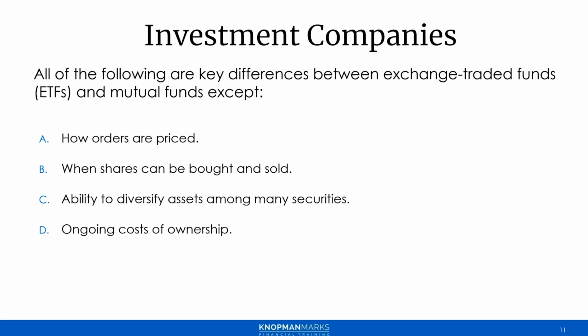So is it a key difference between ETFs and mutual funds as it relates to how orders are priced? Sure it is. How are those 2 products priced? Well, the ETF is based on supply and demand on the exchanges. Where are willing buyers and sellers willing to trade the securities? Whereas the mutual fund, how are those orders priced? They get the forward price. When is it priced? At 4 p.m. the next business day.